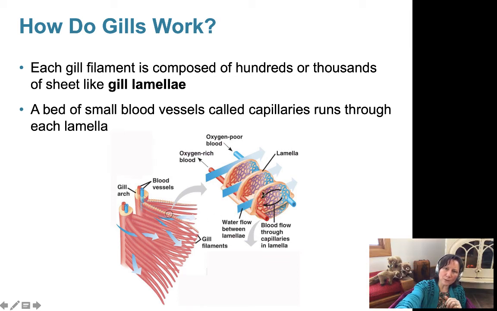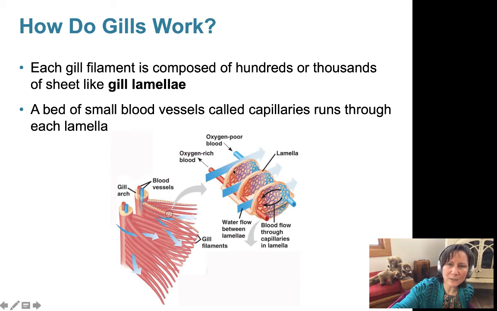So water is flowing across. Oxygen is being withdrawn from the water into the capillaries, and it's then going to be transported by the arteries back into the body. So here's oxygen poor blood that's coming in, filling into these capillaries. The blood is moving across the capillaries, picking up oxygen, and then it's going to be transported through the vein back to the body.